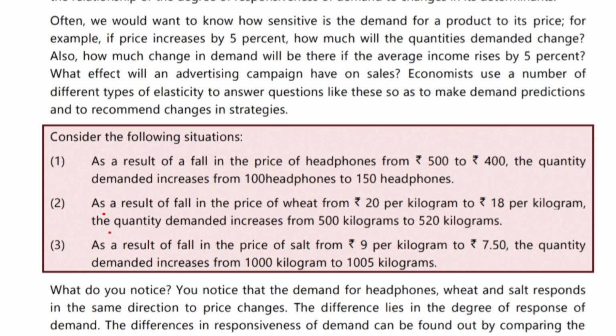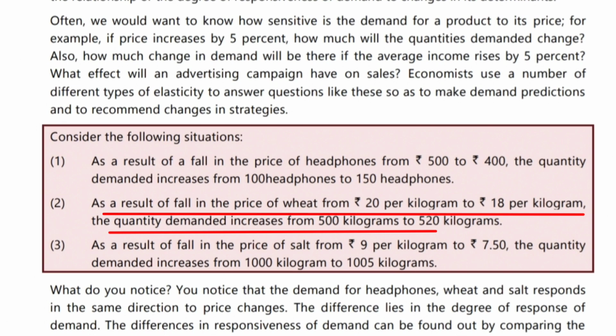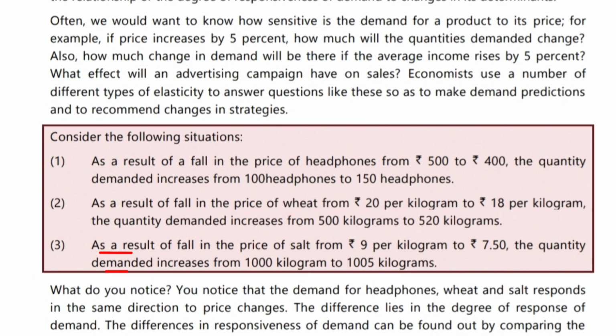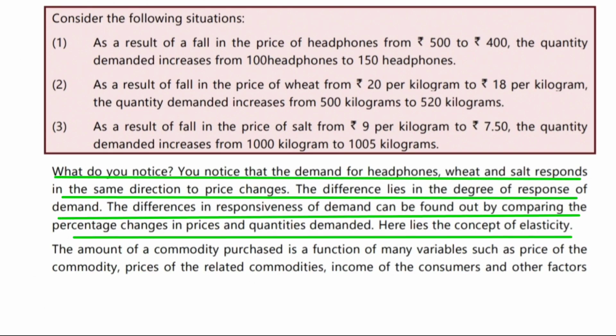In the second case, the price of wheat falls from 20 rupees per kilogram to 18 rupees per kilogram, whereas the quantity demanded increases from 500 to 520 kilograms. In the third case, you see the fall in the price of salt from 9 rupees per kilogram to 7 rupees 50 paise per kilogram, and the quantity demanded increases from 1000 to 1105 kilograms. Now, what do we understand from these three examples?